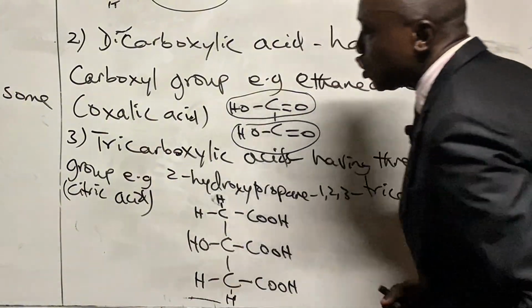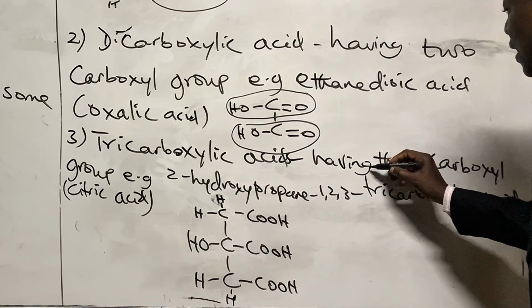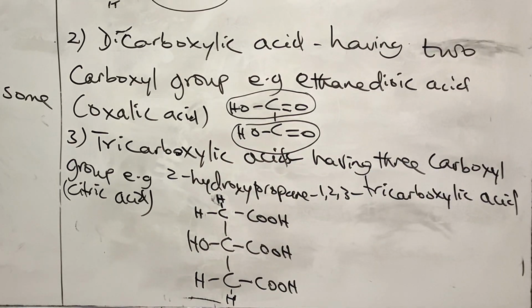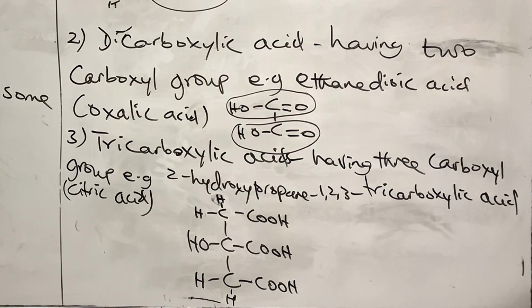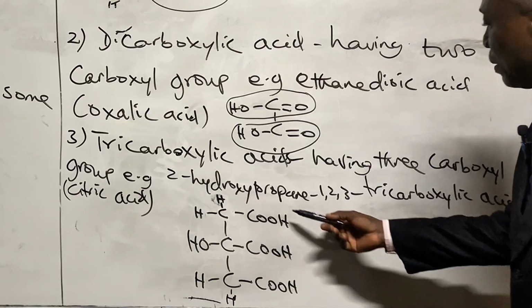Then the third one is tricarboxylic acid. Those are carboxylic acids having three carboxy groups. An example is 2-hydroxypropane 1,2,3 tricarboxylic acid, popularly called citric acid, which we find in fruits like oranges. This is the structure of a tricarboxylic acid. You can see the chain is a 3. That's why we call it propane.